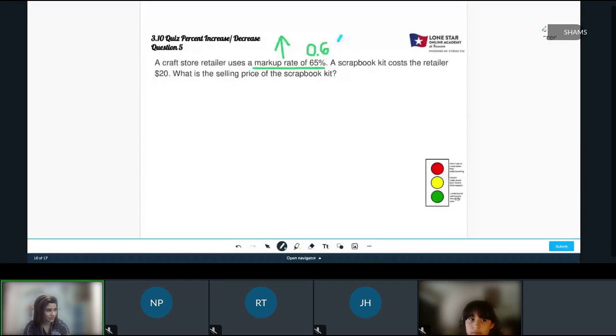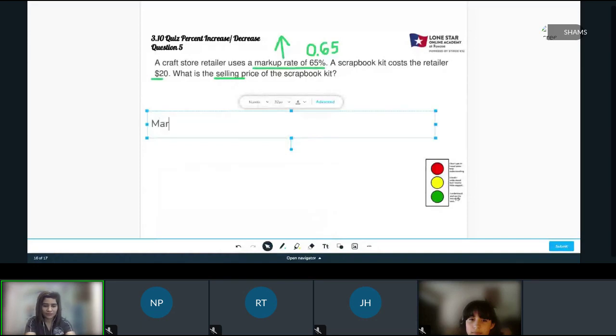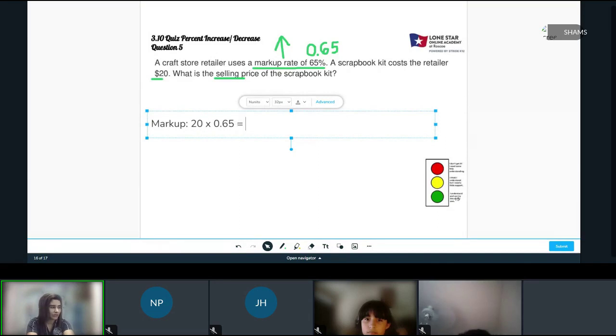Normally, markup is also called profit, adding a profit margin, right? Markups are profit margins. So a craft store adds a profit margin of 65%. The scrapbook kit costs the retailers $20. So what is the selling price of the scrapbook kit? So remember, it will include the profit margin. So let's see. The markup we talked about is 65%. The cost of the book is $20. Markup is 65%. Go ahead, calculate how much is the markup. It is not going to be some really hard math. It is going to be an easy one.